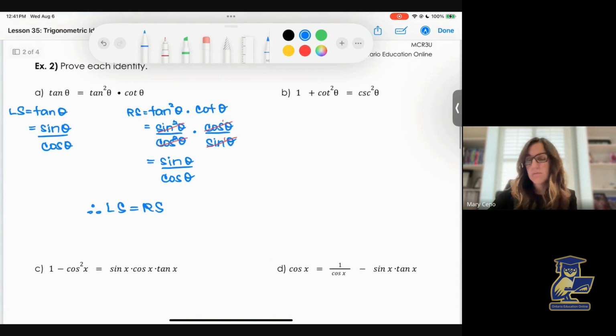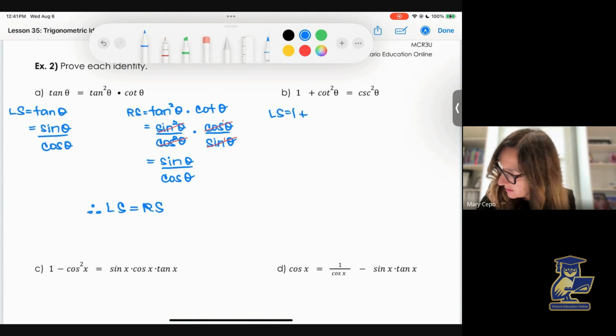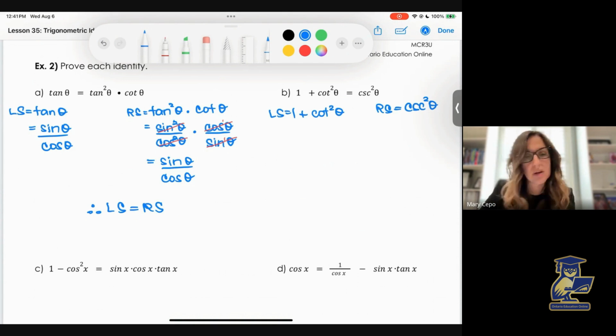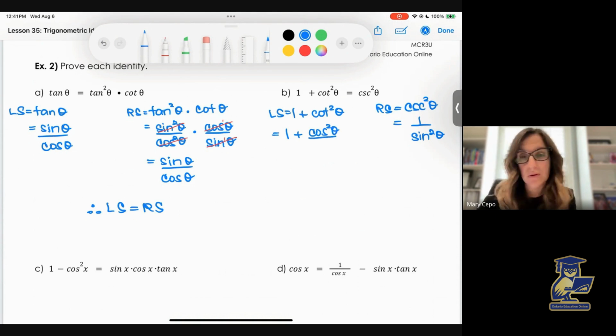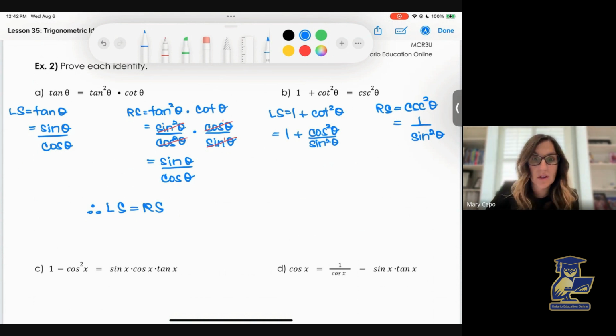Moving on, we have 1 plus cotangent squared theta is equal to cosecant squared theta. So again, breaking it down, we know left side is equal to 1 plus cotangent squared theta. The right side is equal to cosecant squared theta. Now the right side, we know that's the reciprocal, 1 over sine squared theta. And then we're going to work with the left side. So 1 plus cotangent is cosine squared theta over sine squared theta, again using the quotient identities. So in this case, now we've expressed everything in terms of sine and cos.